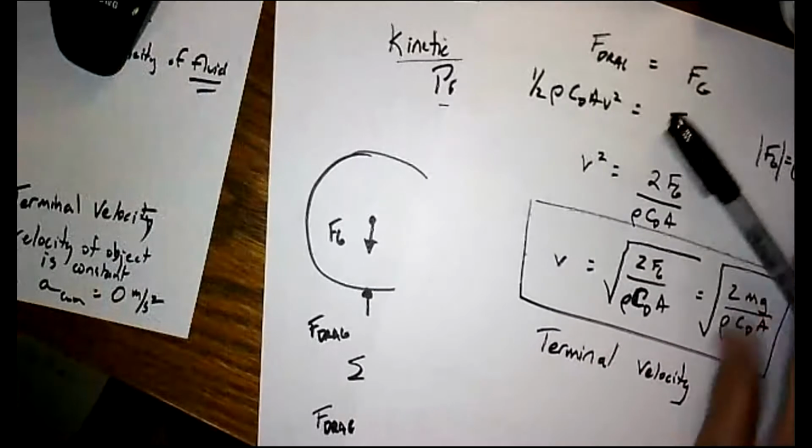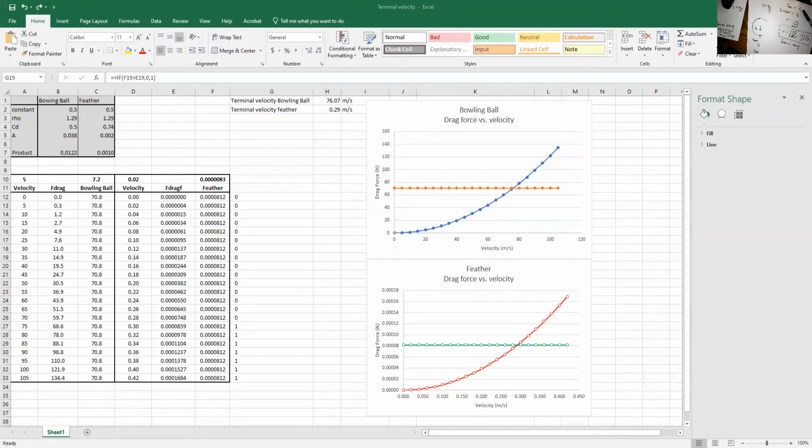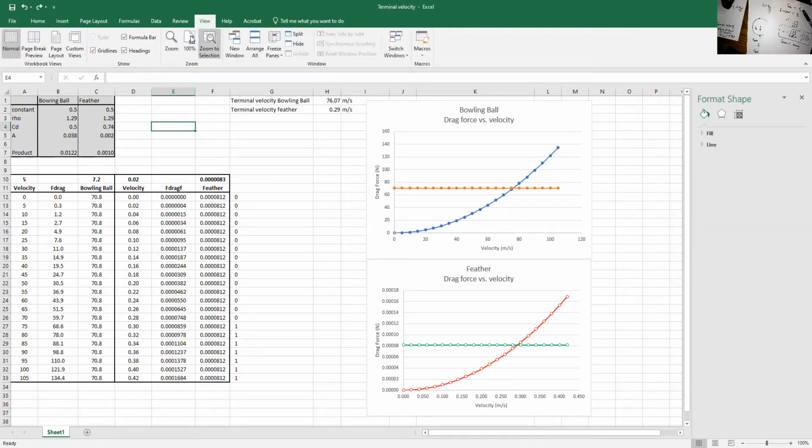So let's look at this again a little differently. Let's look at a spreadsheet I put together for terminal velocity. All right, so now you're looking at a spreadsheet, and let me go through what's in this spreadsheet. Let me zoom in a bit here.